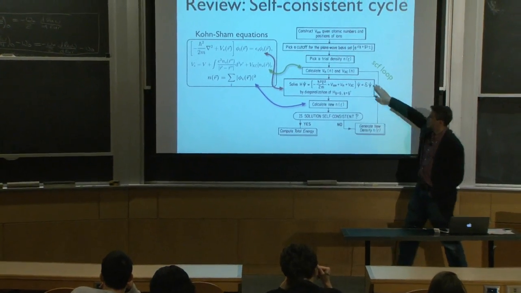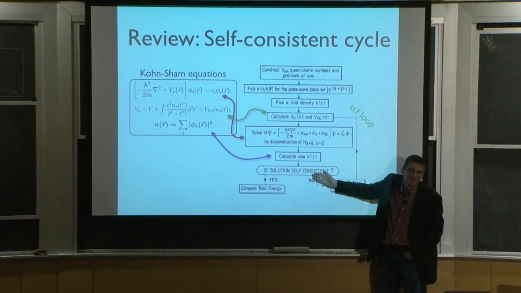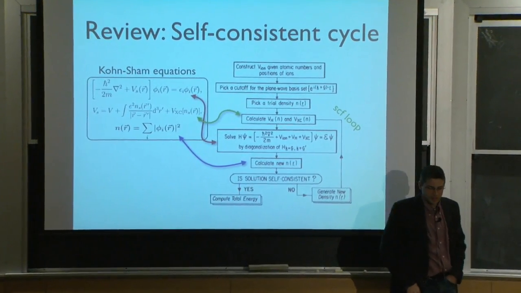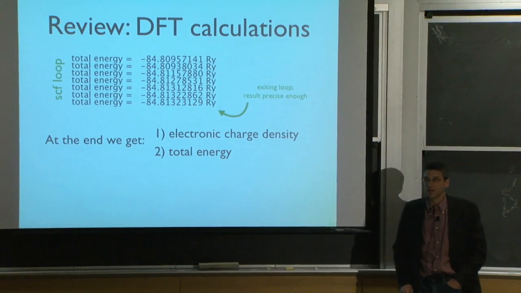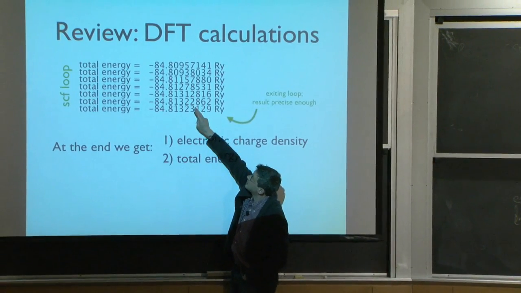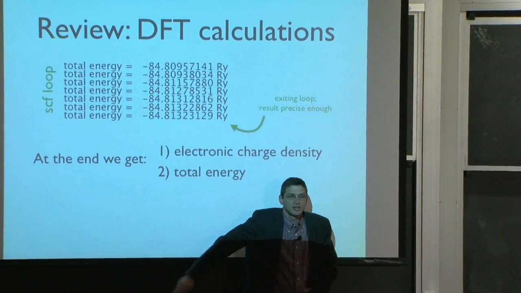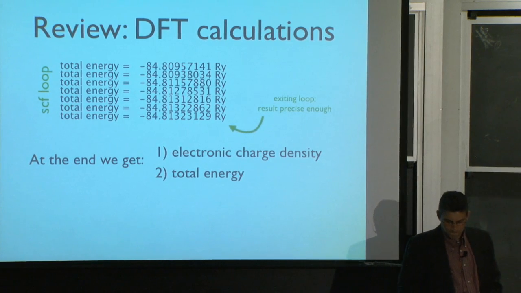And so that's what this is showing you here. Self-consistent means it didn't change, basically. You did this loop, and it didn't change. And that's what it'll look like in the code. You'll see total energies coming out of the system, and they'll be sort of converging to a value, and then the code will say, okay, it's close enough.